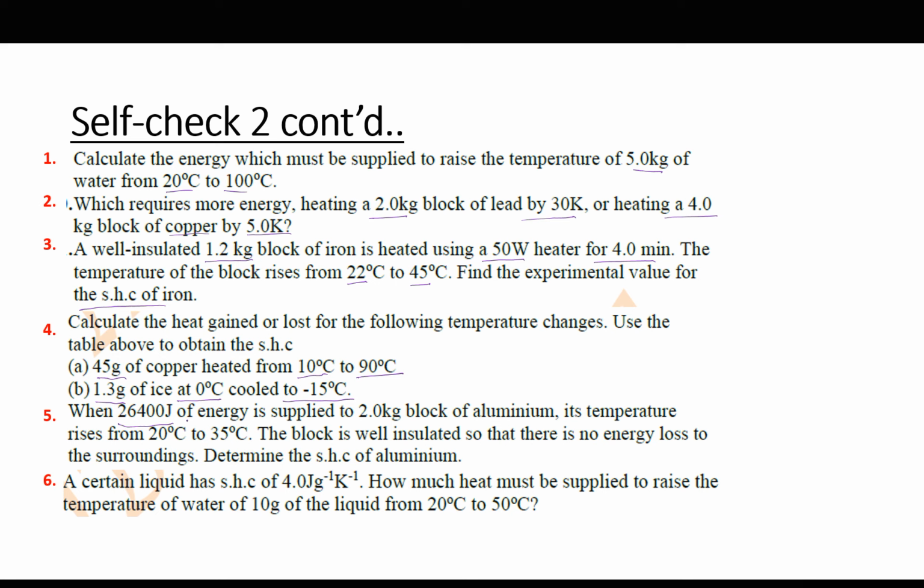When 26,400 joules of energy is supplied to 2.0 kilograms of aluminium, its temperature rises from 20 degrees Celsius to 35 degrees Celsius. The block is well insulated so that there is no energy loss to the surroundings. Determine the specific heat capacity of aluminium. A certain liquid has a specific heat capacity. Remember, this is joules per gram per Kelvin. How much heat must be supplied to raise the temperature of 10 grams of the liquid from 20 degrees Celsius to 50 degrees Celsius? So that will be your self-check 2.